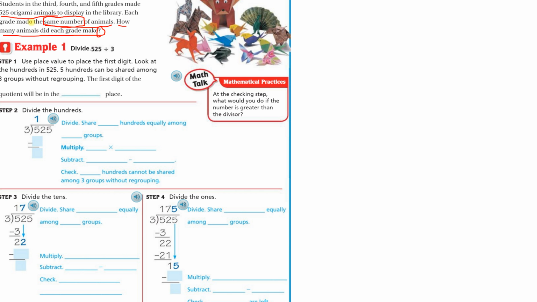Okay, so we have 525 origami animals. We have the 3rd, 4th, and 5th grades making those animals. So we have 3 grades total. So our problem we need to do is dividing 525 divided by 3. Okay, so use place value to place the first digit. Look at the hundreds in 525. 500s can be shared among 3 groups without regrouping. The first digit of the quotient will be in the hundreds place.